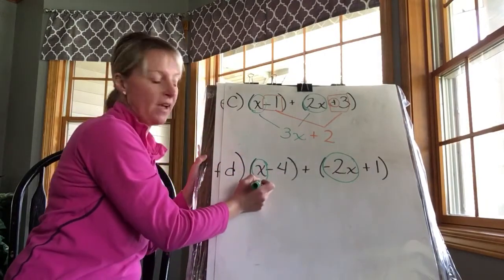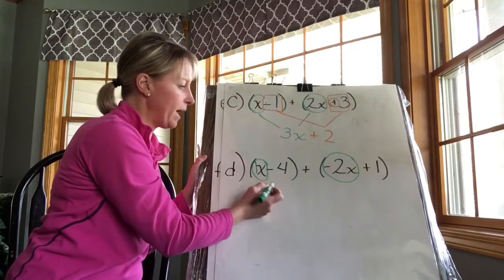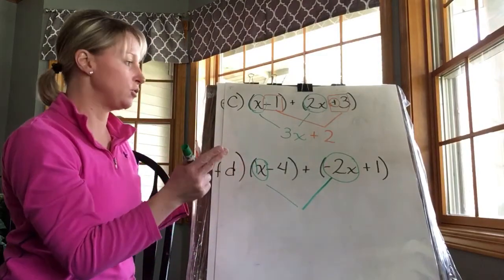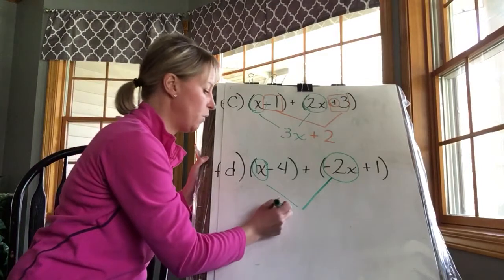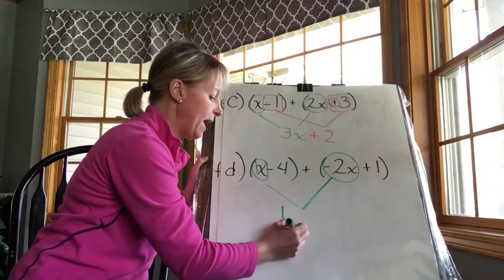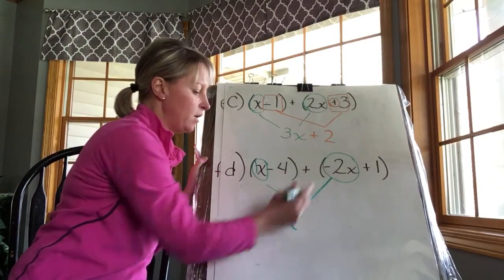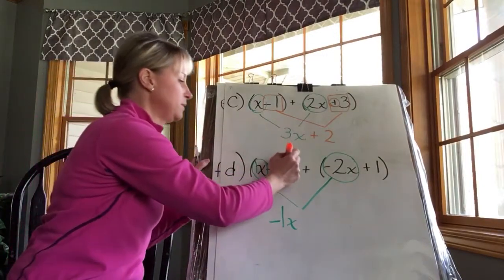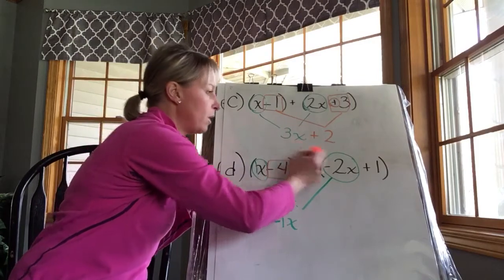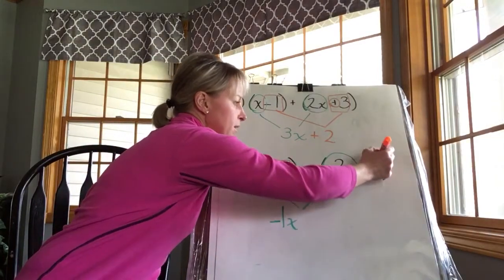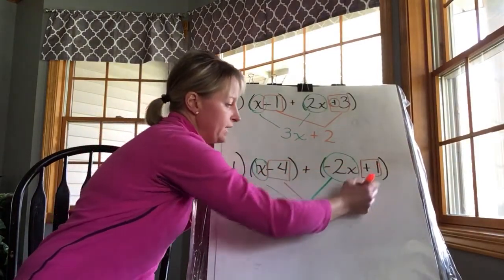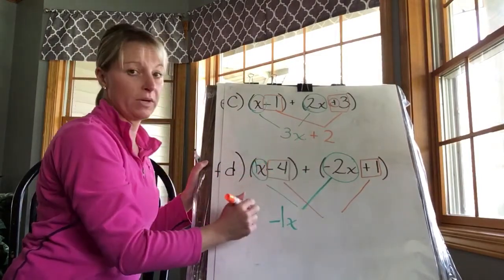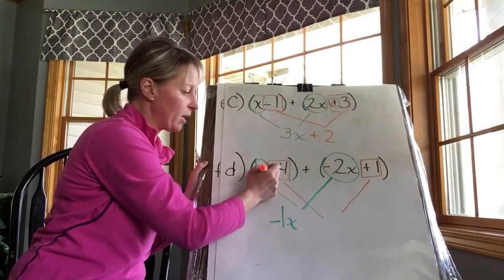So I have a positive x, so that's like saying a 1x, and a negative 2. If I have a positive and negative, adding integers, you subtract. So 2 minus 1 is 1. So I have 1x, and I take the sign of the negative. Okay? Then I have a -4 and a +1. One is negative, one is positive, so we subtract. 4 minus 1 is 3. Take the sign of the bigger number.